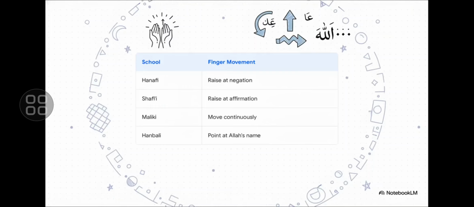The Shafi'i school raises it at the affirmation and keeps it perfectly stationary. The Maliki school moves it gently and continuously left to right to aid focus. And the Hanbali school points it firmly every single time the specific name of Allah is uttered. It's just a single, tiny physical movement, but it encapsulates incredibly deep nuances across the 4 schools.